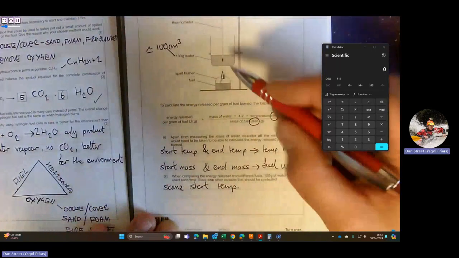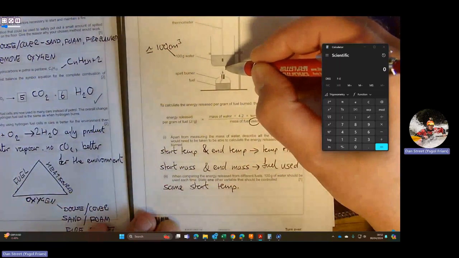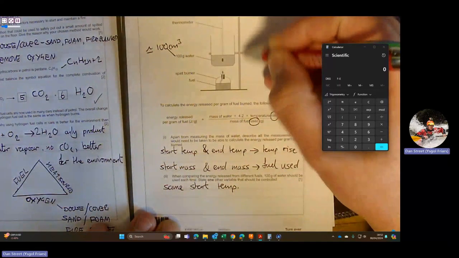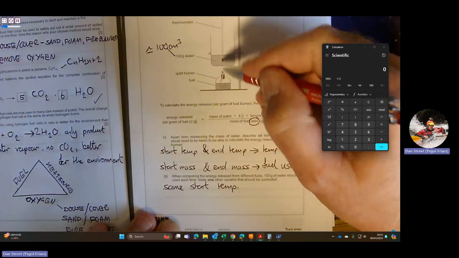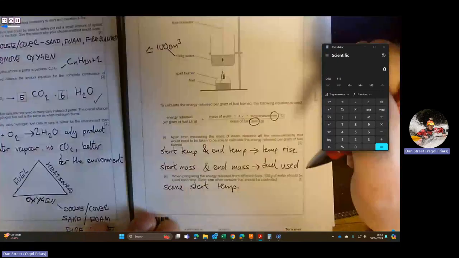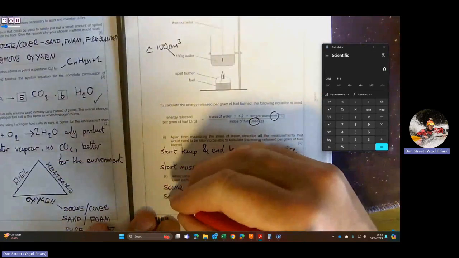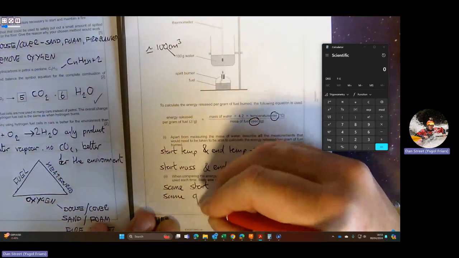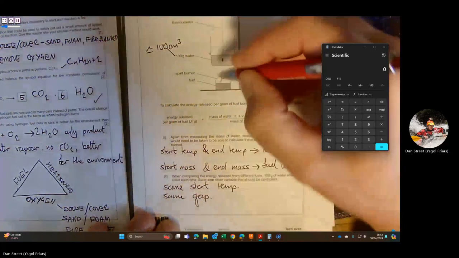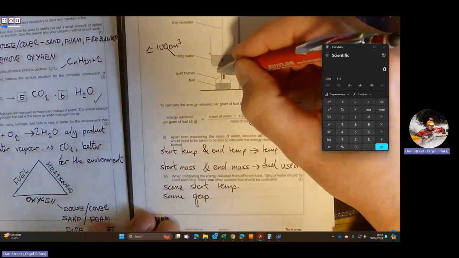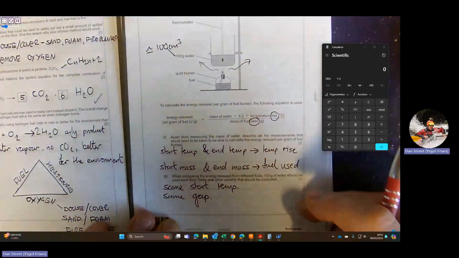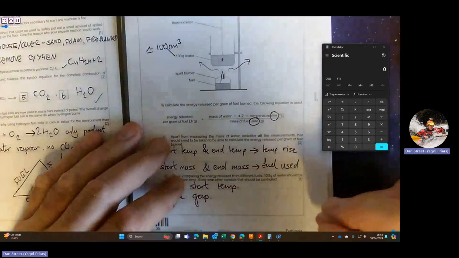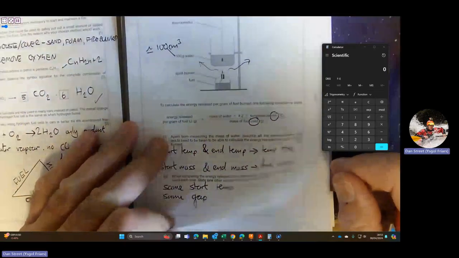It might also be wise to have a look at this distance here. Make sure that you don't adjust the height of your container, so that the distance between the burner and the bottom of the beaker is the same. Same gap, because the flame energy has a tendency to sort of disappear off into the room. So you want to try and minimize that by keeping the gap the same, so at least you're consistent.